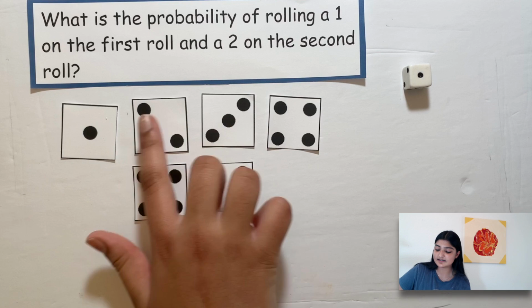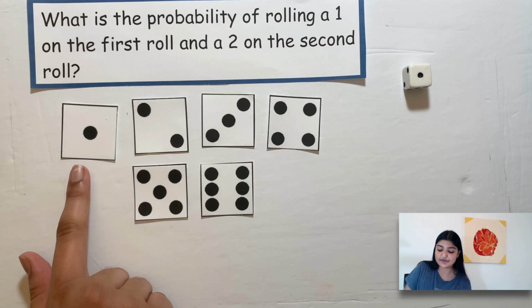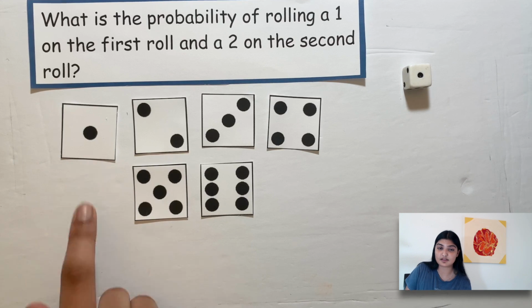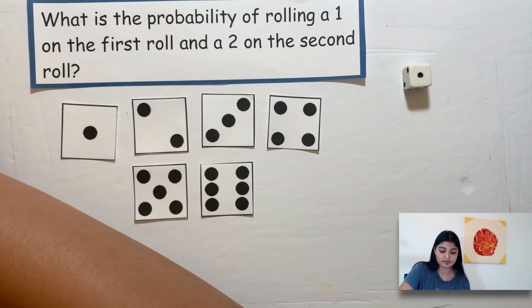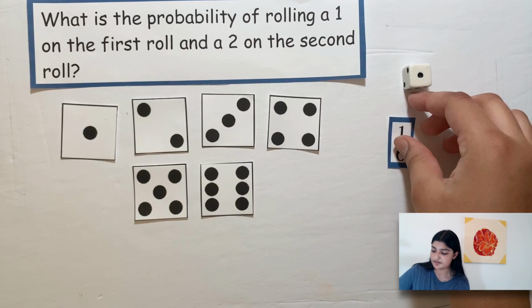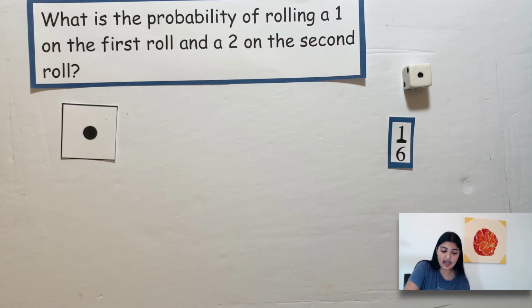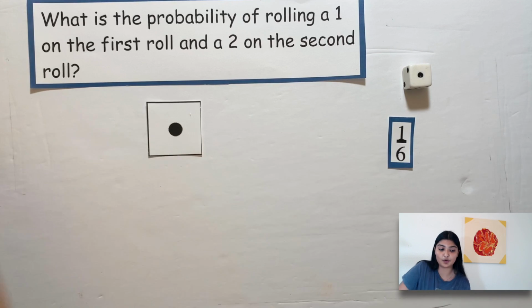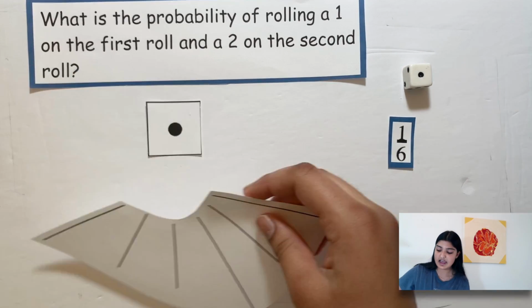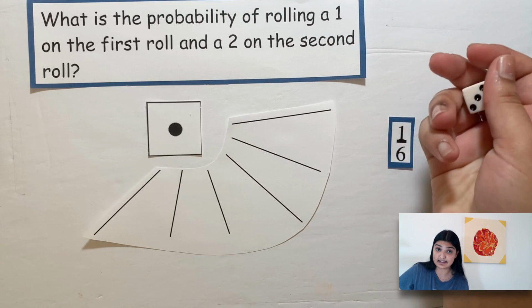There are 6 total numbers I could have gotten, and there's 1 favorable outcome. So I know that the probability of rolling a 1 is 1/6. Now suppose I roll a 1 on my first roll. And let's say I close my eyes and roll a dice again.